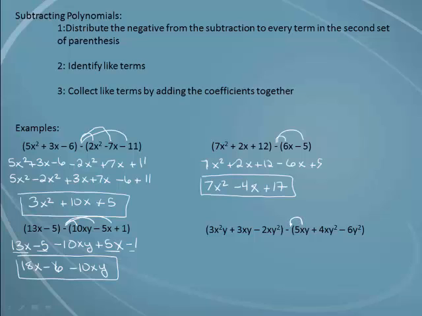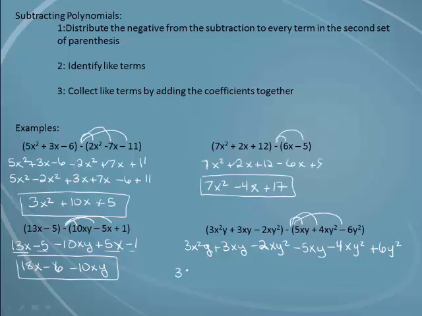Distributing in this negative. The first terms all stay the same in the first polynomial. Then that positive 5 becomes a negative 5. That positive 4 becomes a negative 4. And that negative 6 becomes a positive 6.